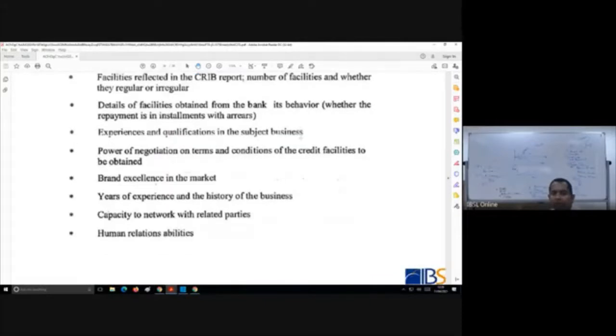Experience and qualification in the subject business. If I have been in the business for a longer period of time, normally if you are good only you can survive, otherwise you can't survive. Brand excellence. Your brand has a name, right? Reputation is the most important thing. Capacity of networking, even how the customer bargains with you indicates the character.